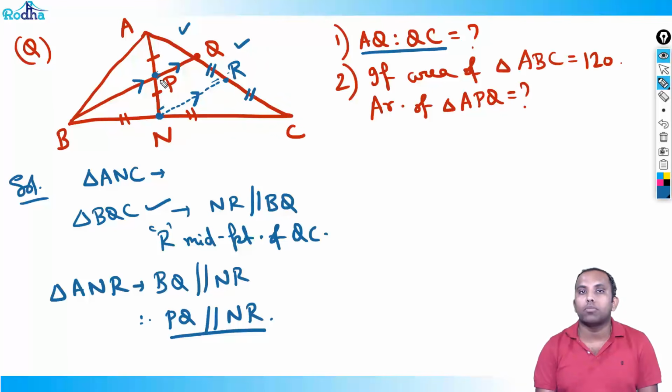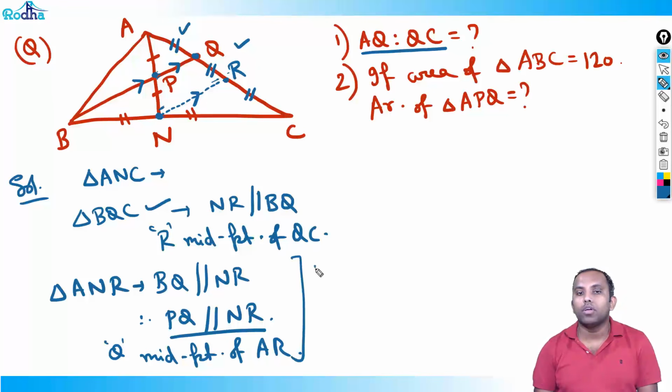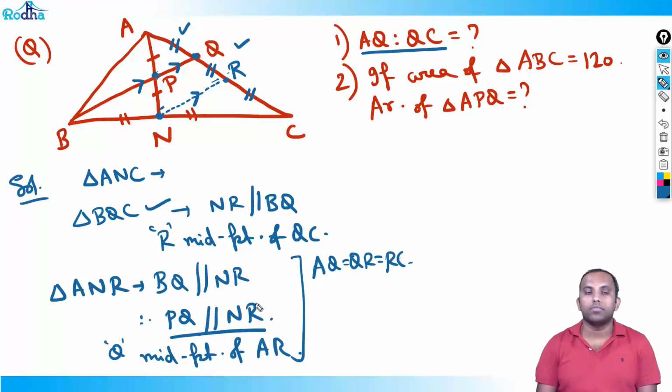And P is the midpoint. So by the midpoint theorem, it will also meet at the midpoint of the opposite side. That means Q is the midpoint of AR. Okay, that means AQ and QR are also equal. That means AQ is equal to QR is equal to RC.